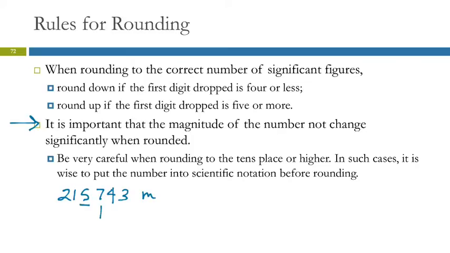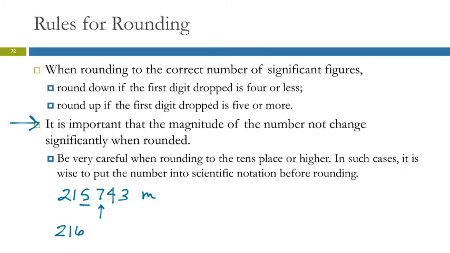I look at the first digit that I'm dropping, the digit, and it's 5 or greater. I need to round up. So this should be 216. Is that my answer, 216? The original one was 215,743. But I see students do this all the time. They'll round it and say, oh, it's 216.